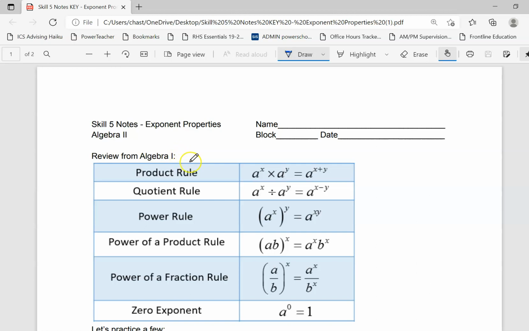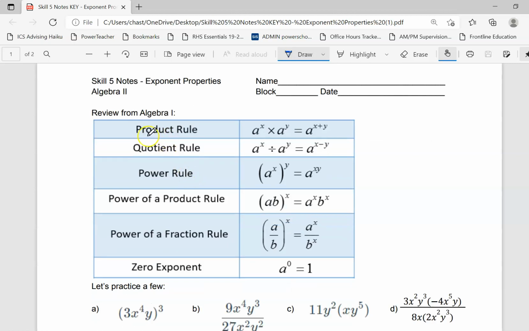So I'm going to start with the ones that I'm pretty sure you're familiar with from Algebra 1. The first one is the product rule. It says if you're multiplying two things that have the same base, so like these a's, but different exponents, you keep the base the same and you add the exponents. Okay, so when you're doing a product of two exponentials, you add the exponents.